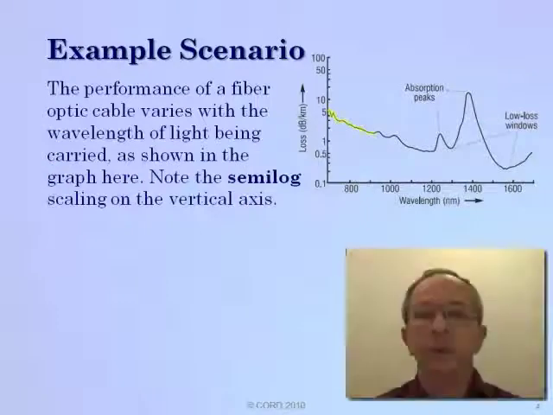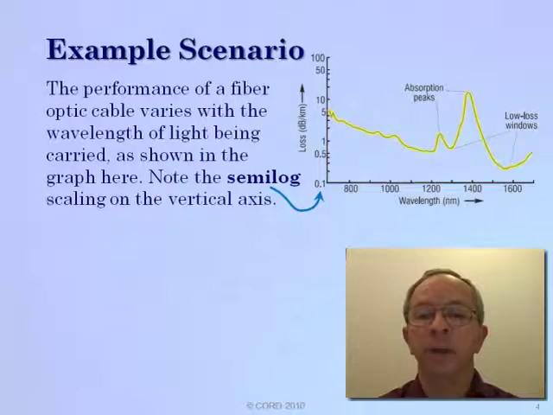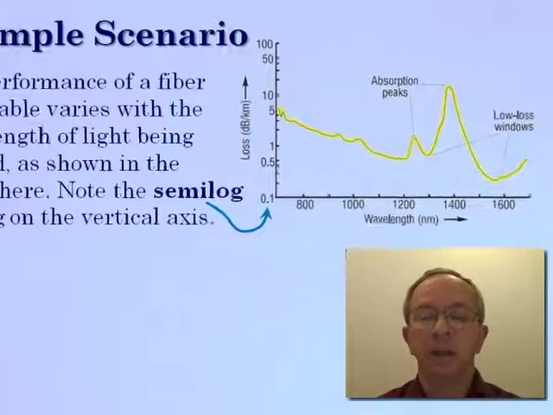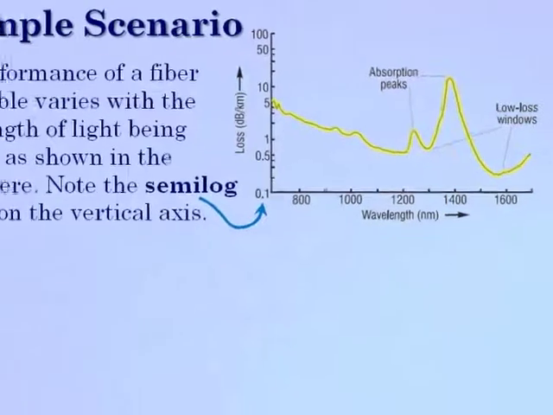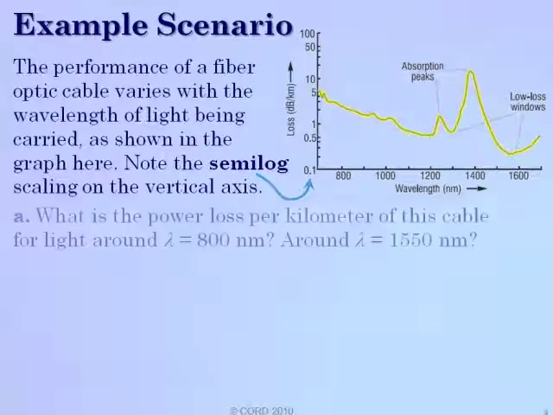But before we look to that, let's look at an example scenario that a photonics technician might solve. You may have a fiber optic cable that's carrying light whose performance varies with the wavelength of the light. Notice here we've got a graph of the varying losses that occur at the various wavelengths, but the scaling on the vertical axis is not like you've seen before. This is called a semilog scaling. We'll learn more about that in this module.